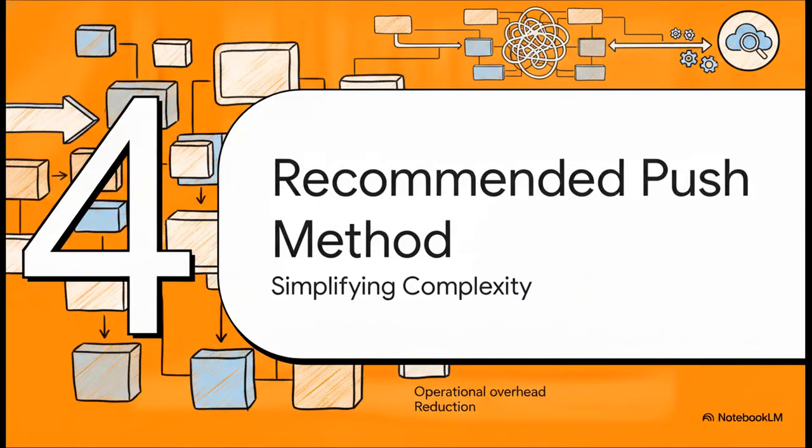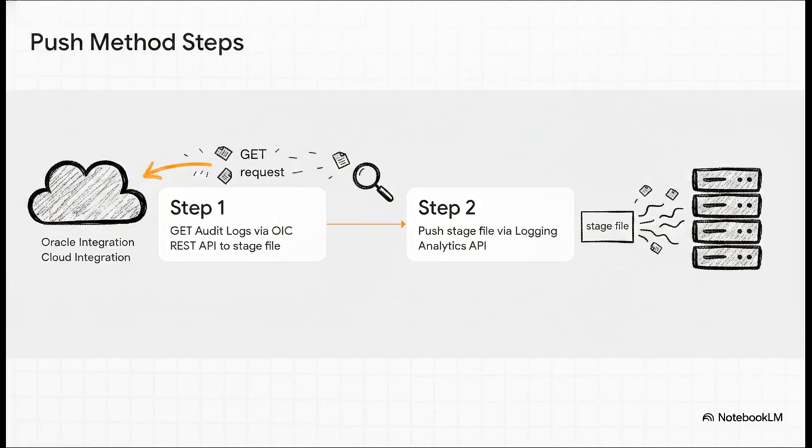That brings us to Section 4, the recommended push method, simplifying complexity and reducing overhead. Based on some pretty extensive research and testing detailed in our sources, the push method is the highly recommended path. The architecture for it is beautifully straightforward. Step 1, you just use an OIC custom integration to make a GET request to the OIC REST API, pulling those audit logs and dropping them right into a stage file. Step 2, you simply push that stage file over to Logging Analytics using their Log Upload REST API. That's it. It's clean, it's really easy to visualize, and it tightly orchestrates your data movement without adding a bunch of unnecessary complexity to your cloud architecture.